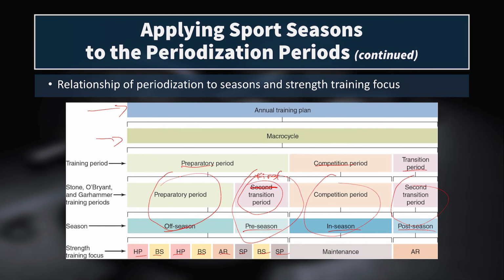Then we have active rest right here. I don't know if I would necessarily include active rest right before starting the preseason, but maybe at least a week or 2 weeks of a deload, and then into strength and power, basic strength, strength and power, then into maintenance during the season, and then finally active rest again during the postseason. And that, folks, is all of the key terminology, well, not all of it, but most of it for periodization.